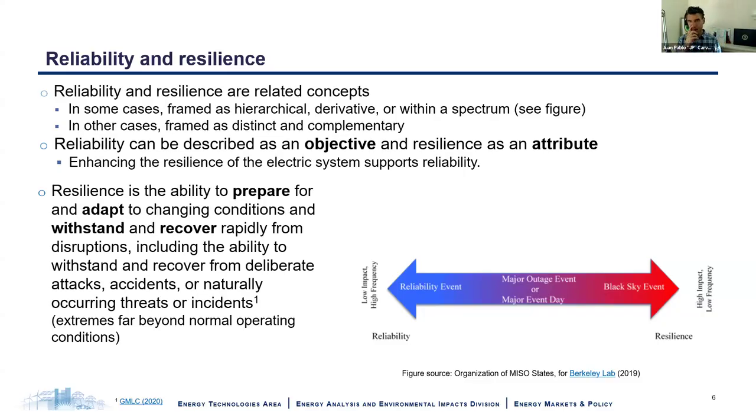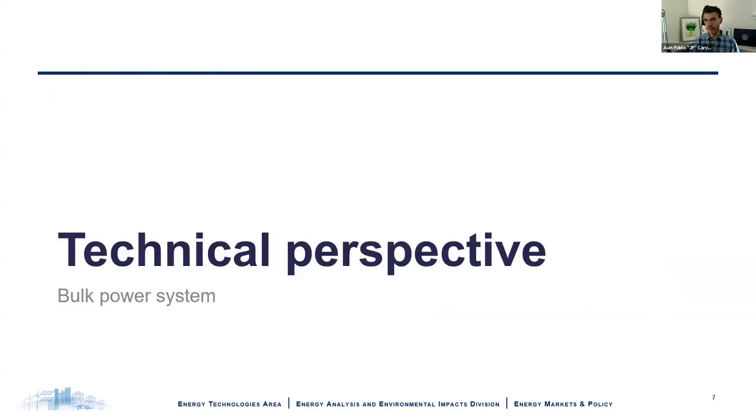In general, resilience is defined as the ability of the system to prepare, to adapt to changing conditions, to withstand and recover rapidly from disruptions, including the specific ability to withstand deliberate attacks or naturally occurring threats or incidents, particularly those that are low frequency, that happen infrequently, but have potentially high impact, like large hurricanes or storms. This definition is more or less accepted, I would say, but the way you implement these aspects and how these different conditions lead to investment decisions is still widely debated, as you will see later.